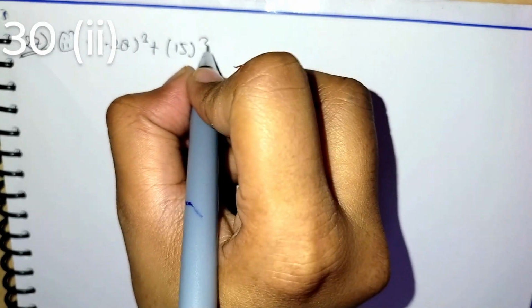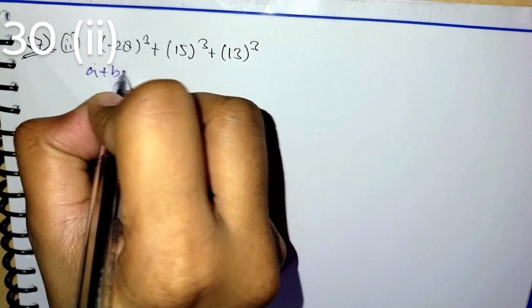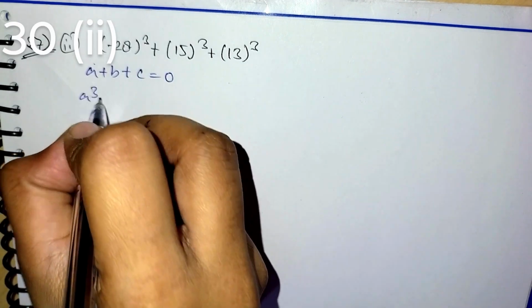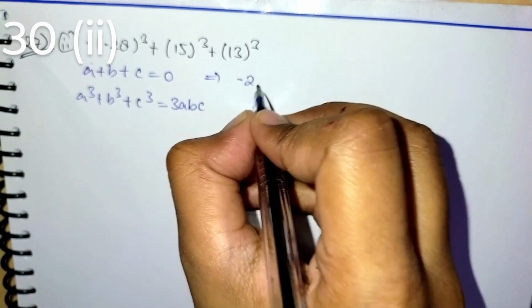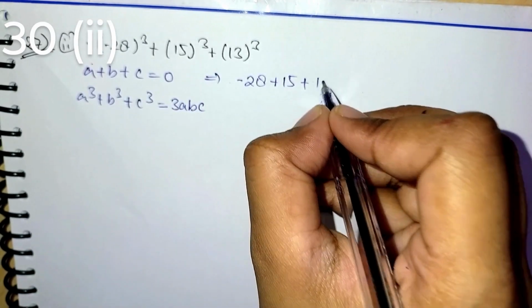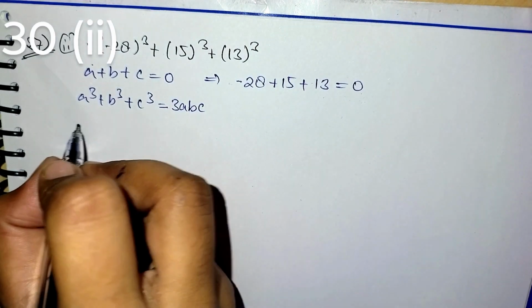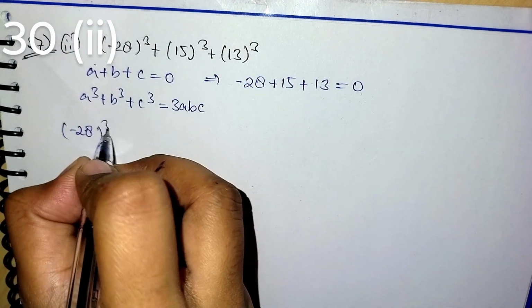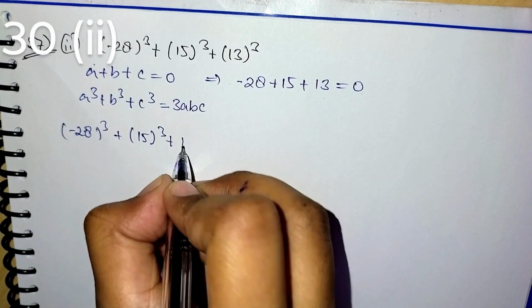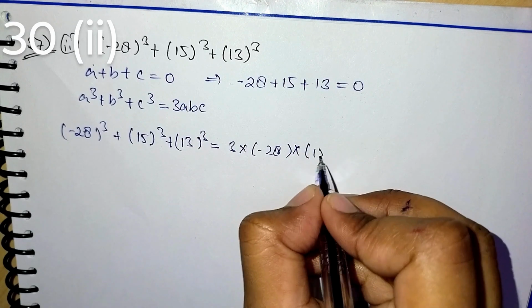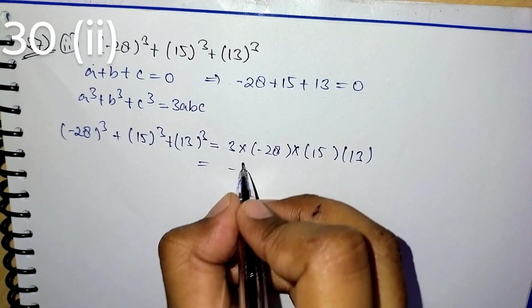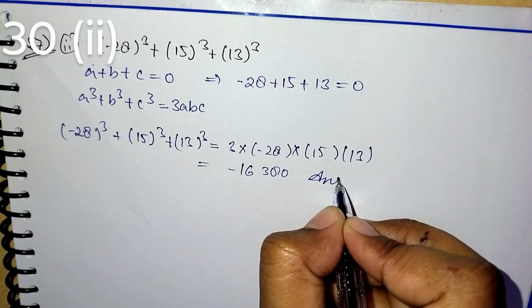Now the next part: minus 28 whole cube plus 15 whole cube plus 13 whole cube. So on solving this, a plus b plus c, if it is equal to 0, then a cube plus b cube plus c cube is equal to 3abc. So minus 28 plus 15 plus 13 is equal to 0 only. So we can write minus 28 whole cube plus 15 whole cube plus 13 whole cube is 3 into minus 28 into 15 into 13, which is equal to minus 16,380 as the answer in this question. Now let us solve the 31st question.